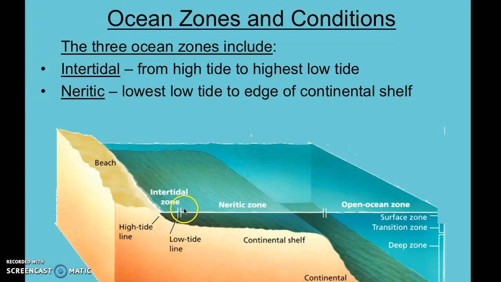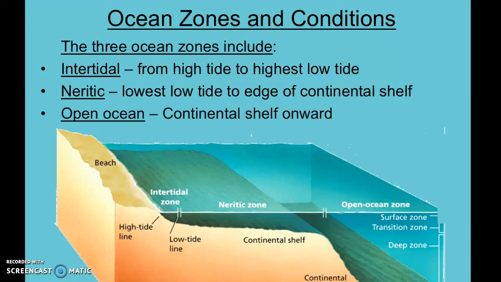The neritic zone is from the low tide line to the end of the continental shelf, which is right here. So basically it's that area where it's getting a little bit deeper, to the end of the continental shelf where it will drop off at the continental slope. The neritic zone is still going to be a little bit shallow and it's fairly flat, but it's sort of a gradual decline.